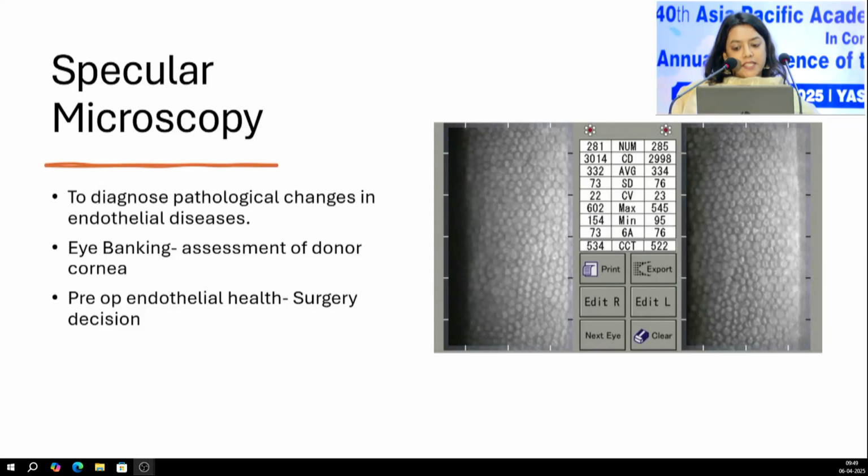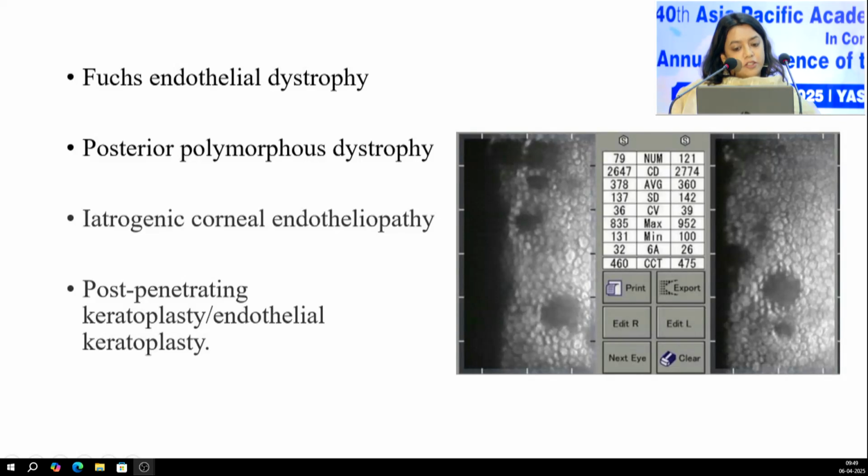We have to see basically the cell density, which should be more than the age-appropriate number, more than 2500 for a young person. The 6A hexagonality should be more than 50%, and the coefficient of variation should be less than 33%. This is a case of endothelial dystrophy with an increased coefficient of variation and decreased 6A and cell density. It is useful in conditions like Fuchs, PPMD, iatrogenic corneal endotheliopathy, and post-penetrating keratoplasties.